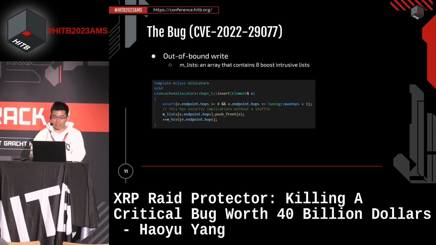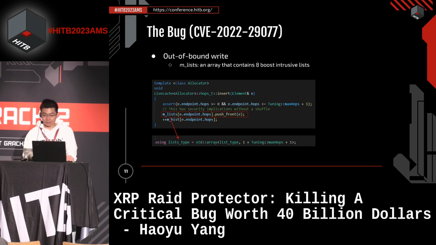And the bug was located in the logic of the livecache component. This insert function is used to add endpoint information into the livecache. The endpoint contains a hops field, which stands for the network distance between two peers. The livecache uses the m_lists variable to store all the incoming endpoint information, and m_lists is an array with fixed length. The type of the array element is a boost list.